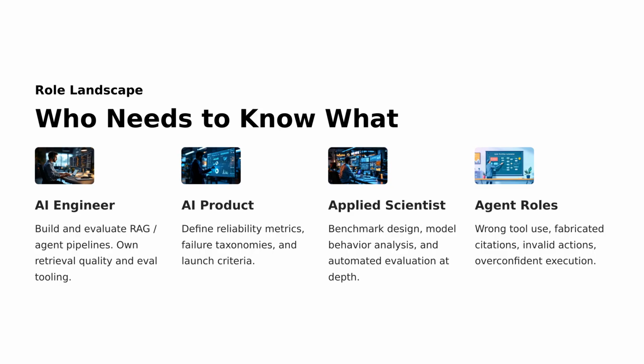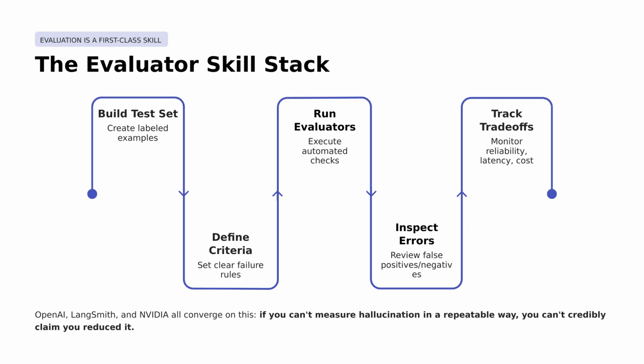This slide maps out who needs to know what across the team. AI engineers focus on building and evaluating RAG and agent pipelines, especially retrieval quality and eval tooling. AI product defines reliability metrics, failure categories, and launch criteria. Applied scientists go deeper on benchmark design, model behavior, and automated evaluation. And across agent roles, we watch for common failures like wrong tool use, fabricated citations, invalid actions, and overconfident execution.